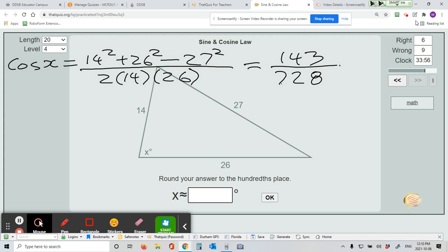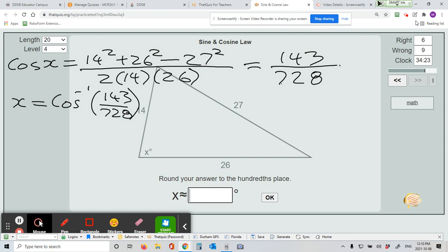So x on the left, as Sarah just said, is going to be cosine to the minus 1 of 143 over 728. And that's where you come in. I needed to put that together and give me an answer to two decimal places.